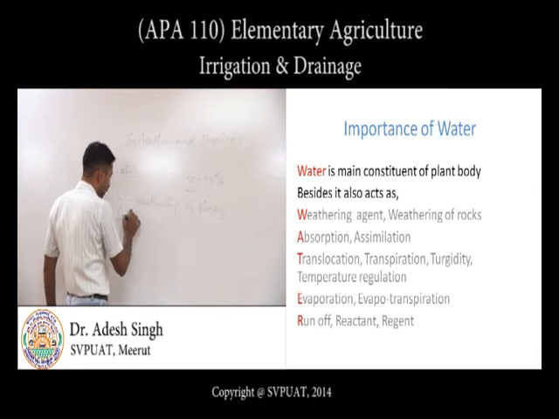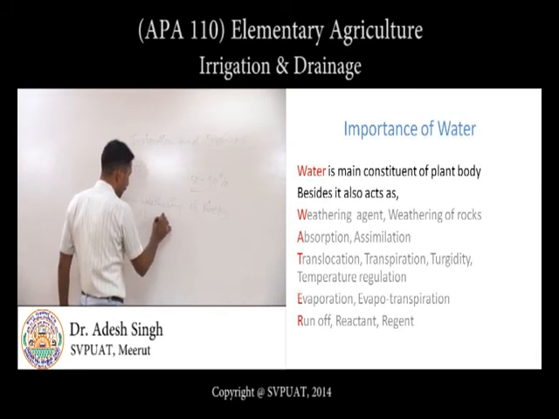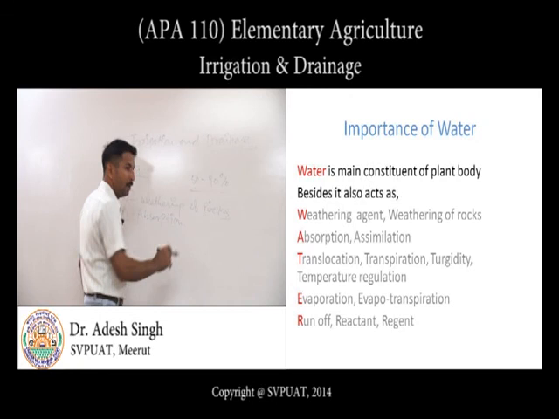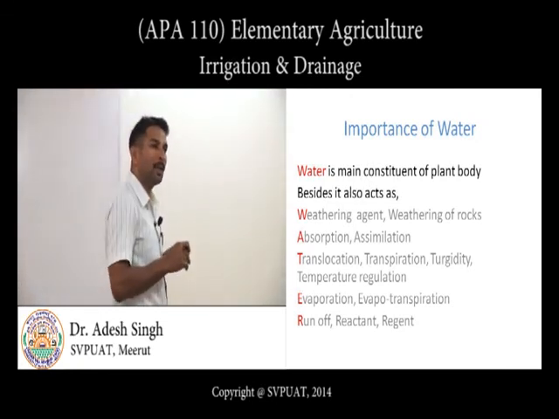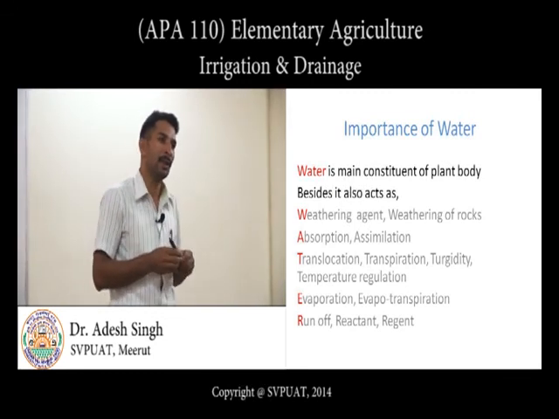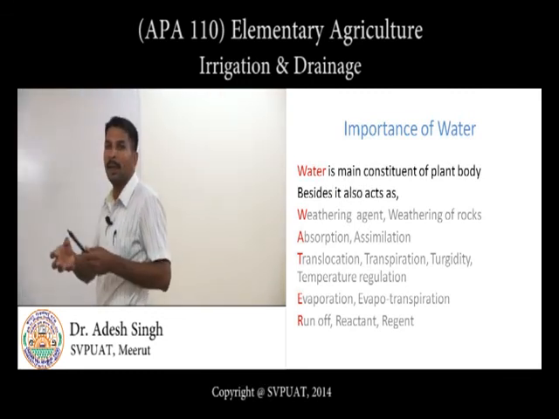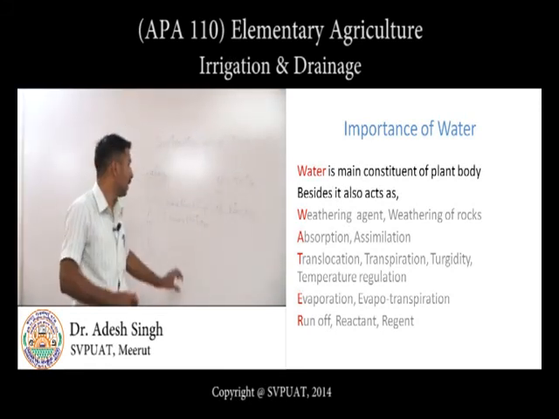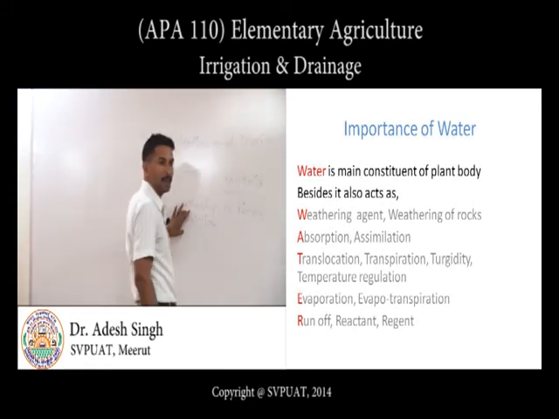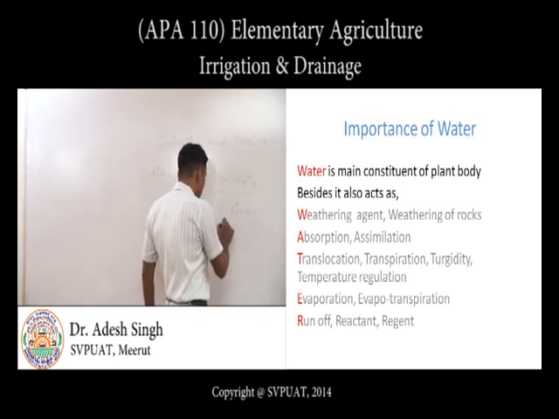Then water can also be helpful as an absorbing material, or you can say whatever nutrients can be absorbed by the crop plants, they can be dissolved in the water. So this water play an important role in the absorption process.